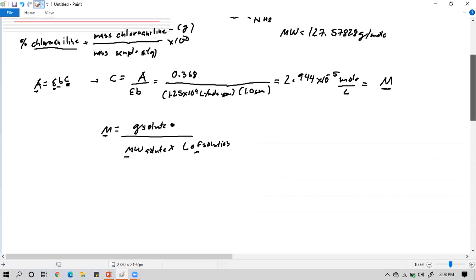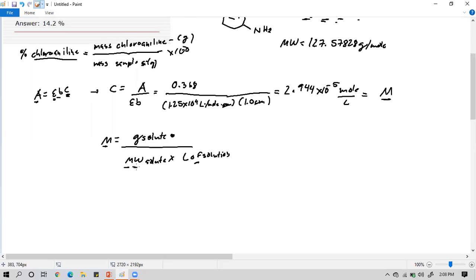So, ayan. Dito natin ngayon siya ipapasok dito sa molecular weight of solute. Now, how do we determine the grams of solute? By isolating the mass of solute. So, criss-cross multiplication lang to, guys. So, the grams of the solute can be determined by multiplying the molarity, the molecular weight of the solute or the chloroaniline, times the liter of solution.